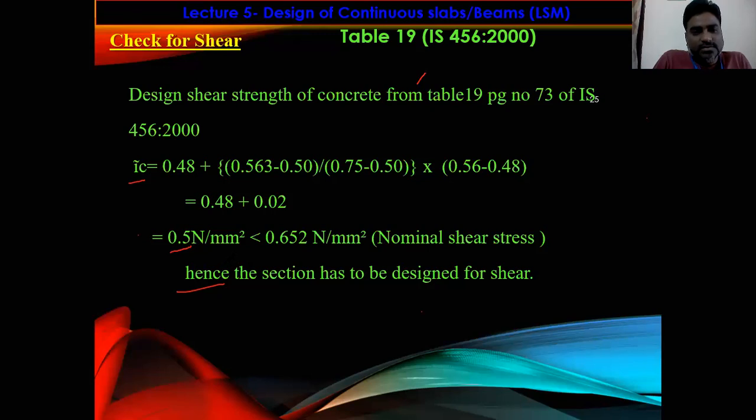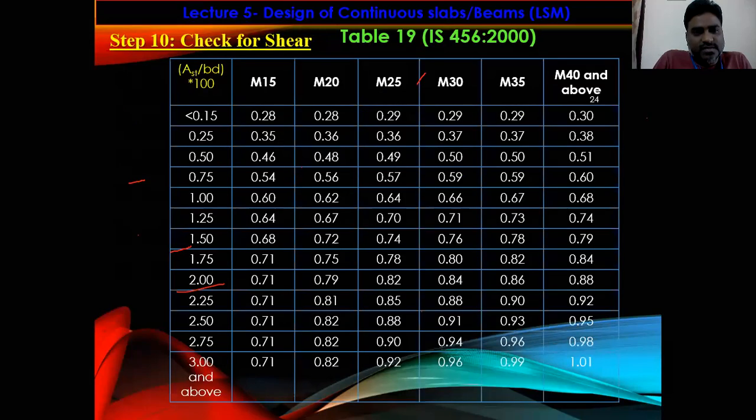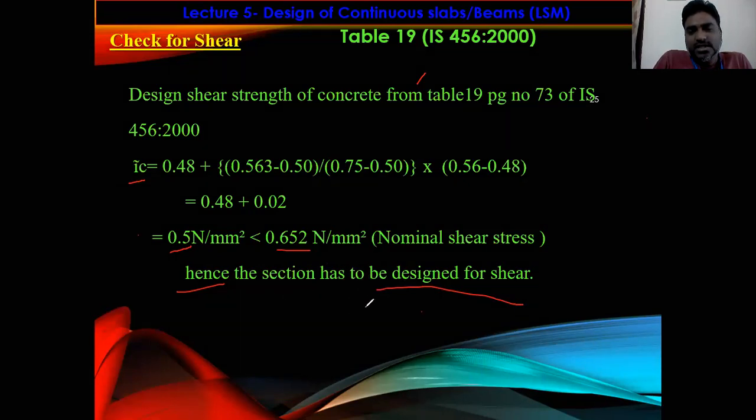And this tau c, whatever we got: tau v is 0.7 and tau c is 0.5, and tau c is less than the nominal shear stress. 0.5 is less than 0.7, hence the section is to be designed for shear, right? So therefore you need to design the shear reinforcement. For this you need to assume whether you want to provide vertical stirrups or inclined stirrups, and based upon that you need to calculate the spacing.